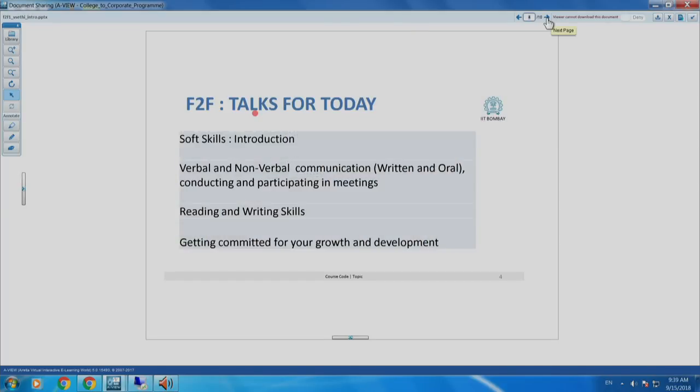For today, there are four parts, each session, each lecture, so to say. I don't want to call it a lecture because I'd like it to be more of an interactive session. The first part, which is happening now, is the introduction to soft skills, followed by Dr. Lina Jha, who will cover verbal and nonverbal communication, both written and oral, and conducting and participating in meetings. After that, Professor Sundar will deal with reading and writing skills, and then I'll come back at 12:15 to talk to you about getting committed to your growth and development. We'll talk more about that then.